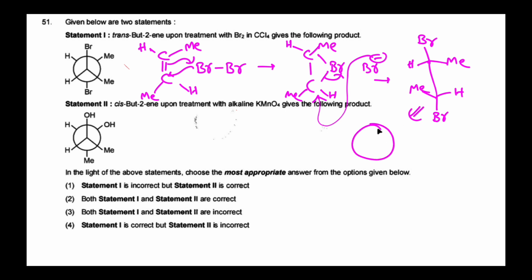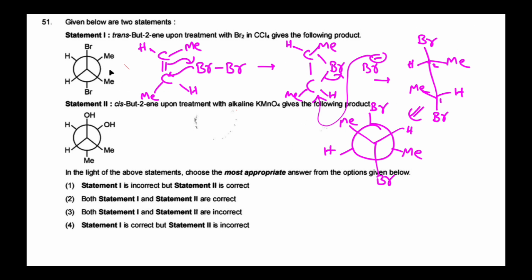This is front carbon, this is back carbon. So in that front carbon, this is 1, this is 2. So front carbon as it is, write down methyl group. So here methyl group, hydrogen and bromine. The back carbon will write bromine, H and Me. So this is the correct representation of this.